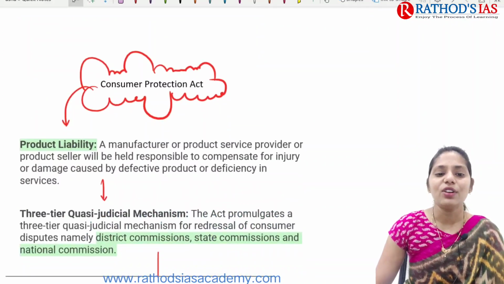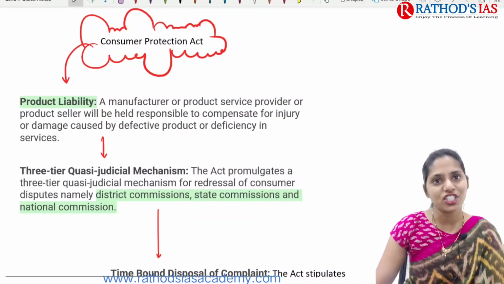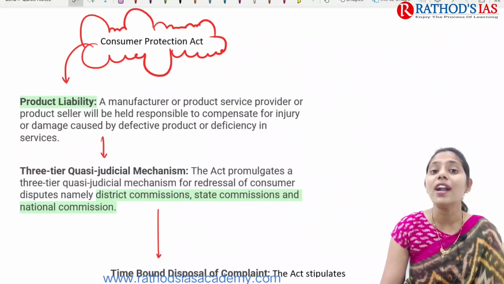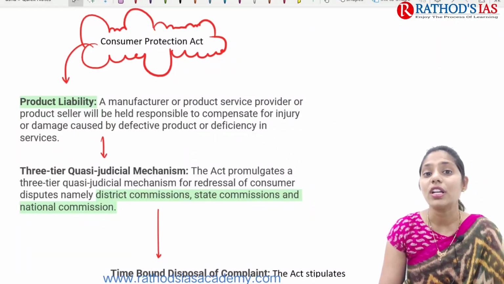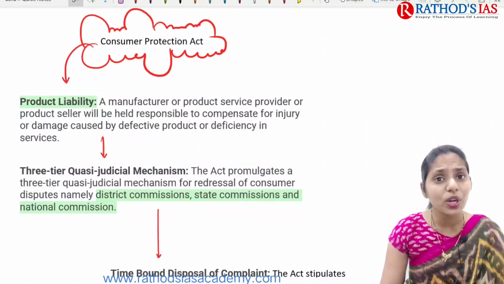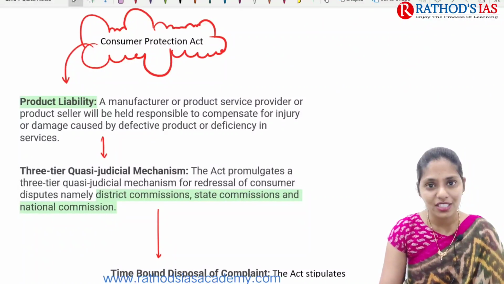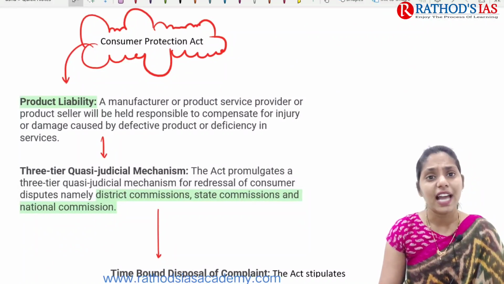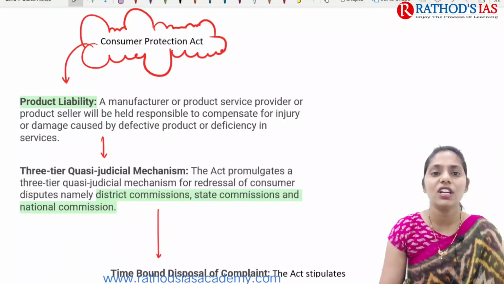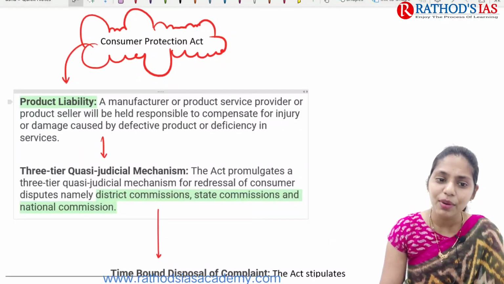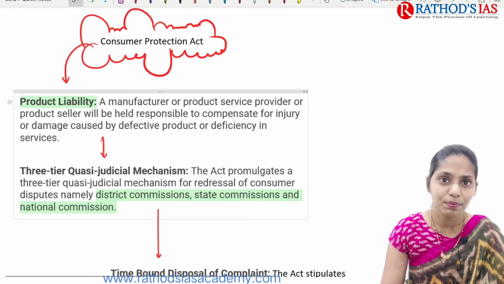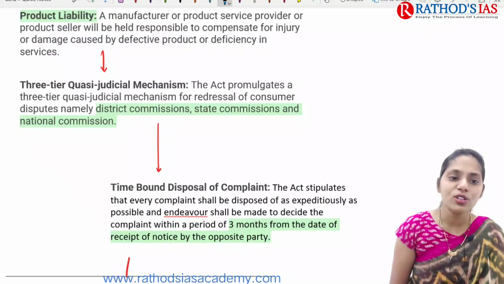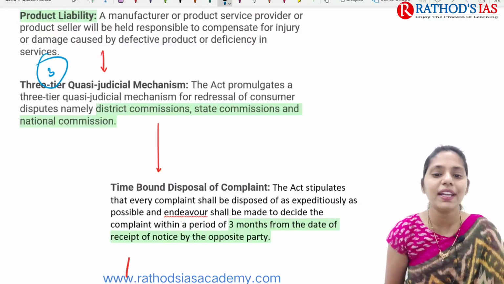Now let us see the provisions of this Consumer Protection Act directly. It talks about product liability. So what is product liability? Whenever a manufacturer or a product service provider sells any product, they are responsible to compensate for any injury or damage caused by that product, which became defective, or for deficiency in services. It also talks about a three-tier quasi-judicial mechanism.